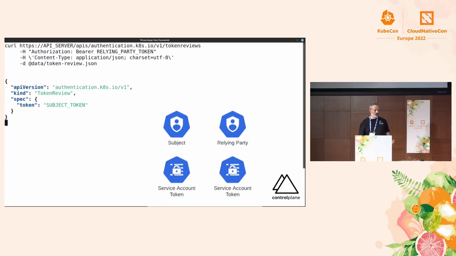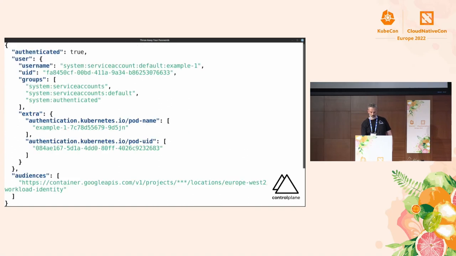The subject's token in the payload there, and then the relying party's token in the authorization bearer field there. And we can just make this API call. If you're passing JWTs around when you're making API calls and things like that, you want to make sure you're using a secure channel to protect yourself against interception and replay attacks. And once you've made that API call, from the response, you can get information back about the subject.